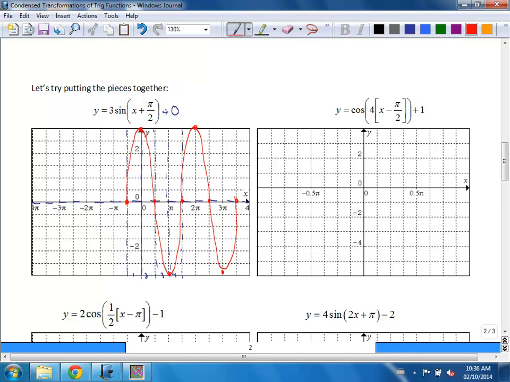Quite a few people are finished. I'll try to pick up here. So I'll walk through this one. I like to start at the center line because I can see it right there. This is the new center line because I've moved the graph up by one. The starting point means I've moved this right by, what have I moved it right by? Pi over two, so I should have a starting line here.